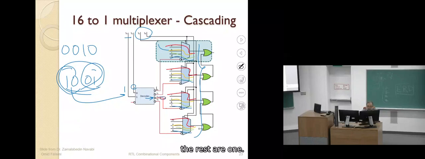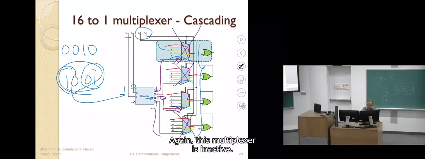I2 is 0, the rest are 1, because it is active low output. When I2 is 0, this means this is 0, and this means that this multiplexer is working. And this is 1, which means that this multiplexer is inactive. I1 is 1, so this multiplexer is inactive. Then I3 is 1, so again, this multiplexer is inactive. Only multiplexer number 2, 0, 1, 2, is active. And so it means that J comes here.